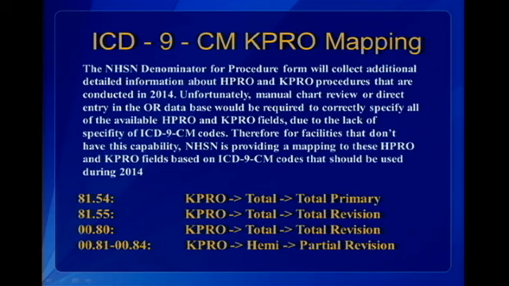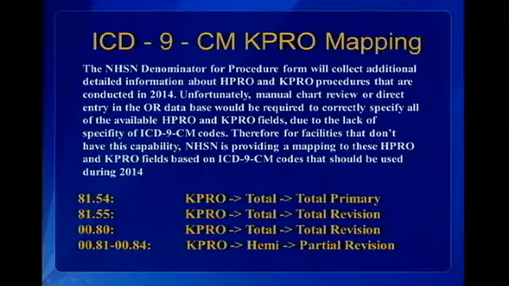So unfortunately, manual chart review or direct entry into the OR database would be required to correctly specify these for the H-Pro and K-Pro, which can be difficult due to, and this is the key word, the lack of specificity of ICD-9 CM codes. They just don't map one-to-one. And if you could really tease out and read in detail every op note, maybe you could figure out what they're doing, but everybody doesn't have the ability to do this. And the good news from everything we've heard is that ICD-10 PCS coding is much more granular and more specific, and hopefully we won't have a thing where every 00.81 to 00.84 is a K-Pro hemi-partial revision.